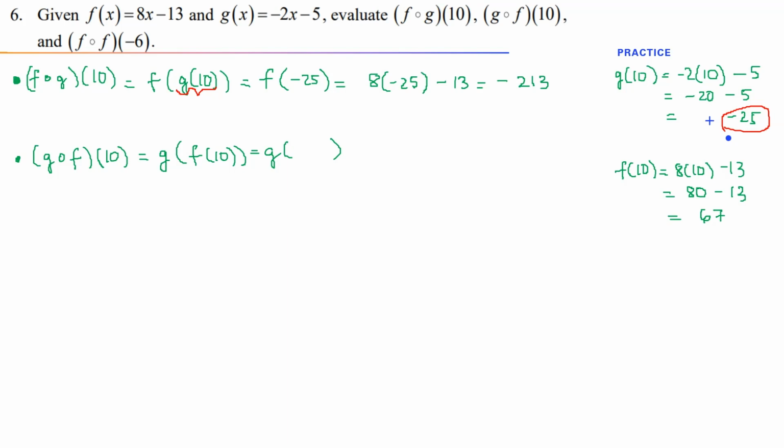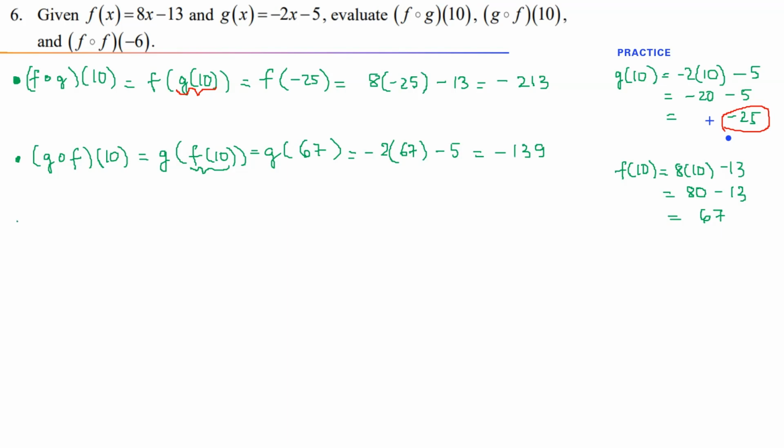Okay, so we plug in 67 here because that's the value of f of 10, right? Now g of 67 will be negative 2 times 67 minus 5. And that will be negative 2 times 67 is negative 134. We minus 5, so it will be negative 139.